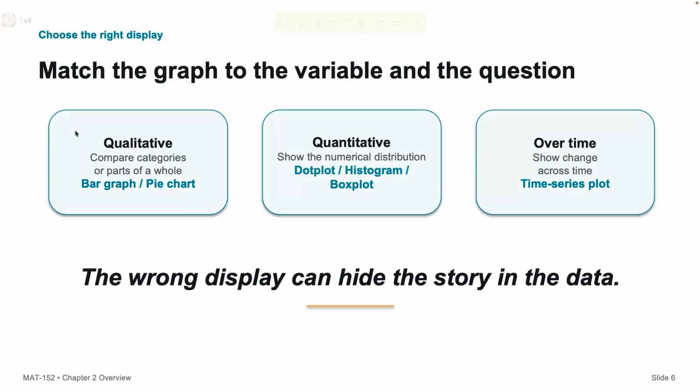And a big takeaway from this chapter is that the type of data should guide the display. If the variable is qualitative, we usually want to compare categories or show parts of a whole. And if the variable is quantitative, we usually want to show the distribution of numerical values. Different displays are better suited to different types of data. Choosing the wrong display can hide the story in the data or make the data harder to interpret.